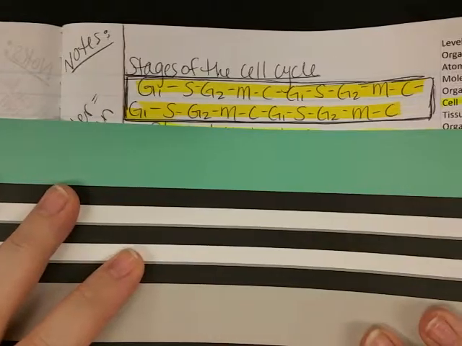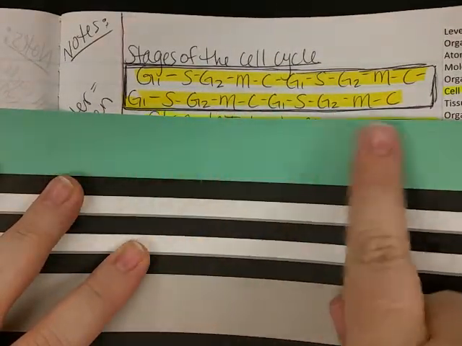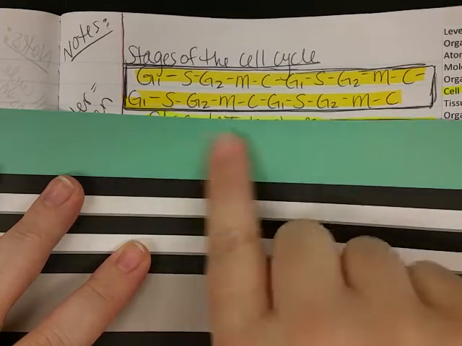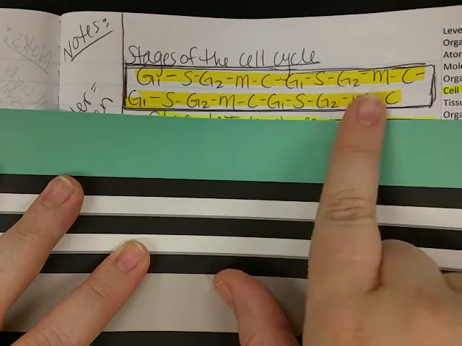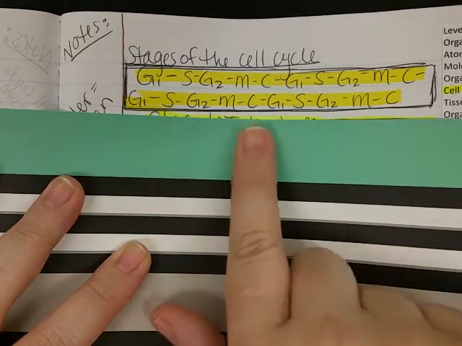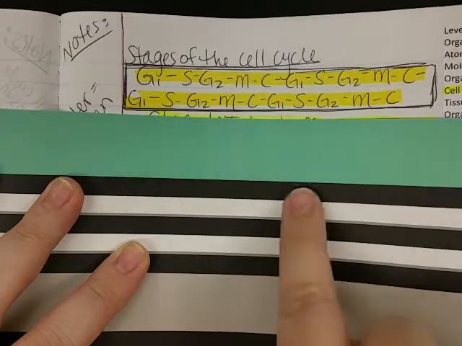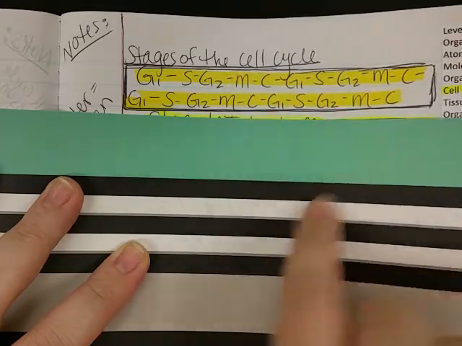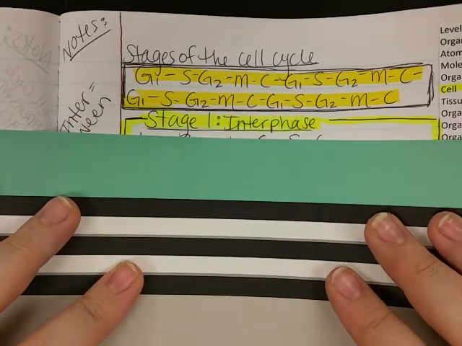So what I've written up here is the stages of the cell cycle and how they happen. All right, so we've got G1, S, G2, M, C, G1, S, G2, M, C, G1, S, G2, M, C. The reason I want you to write this is because this is what happens. It's over and over again. All right, so we are going to talk about the phases.